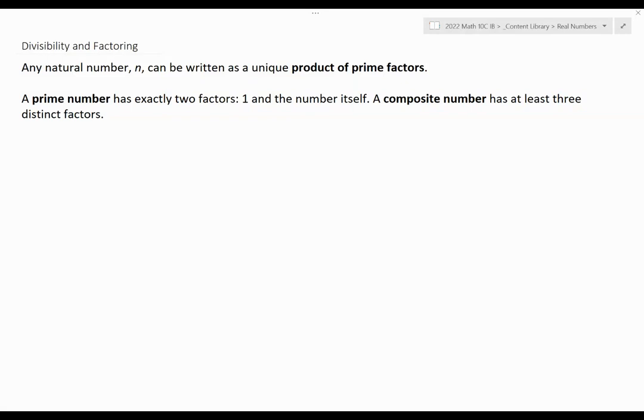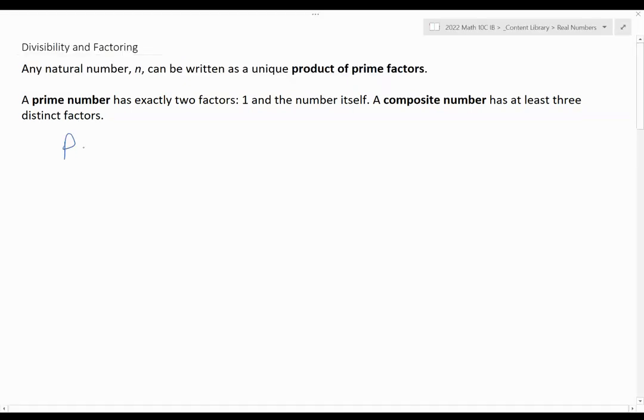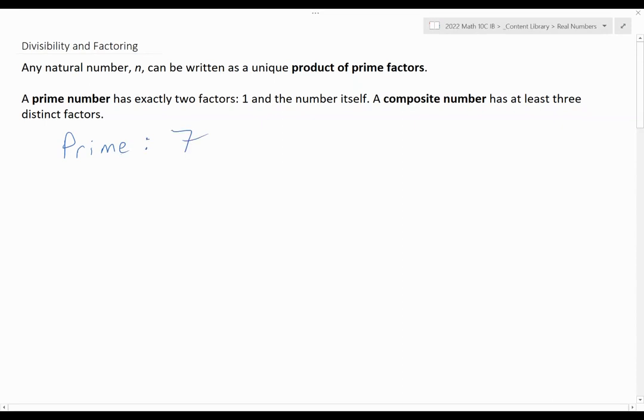Just to be clear, a prime number has exactly two factors, one and the number itself. So examples of numbers that would be prime would be things like 7, because 7 is only divisible by 7 and itself. 41 is an example of a prime number. There's any number of those.